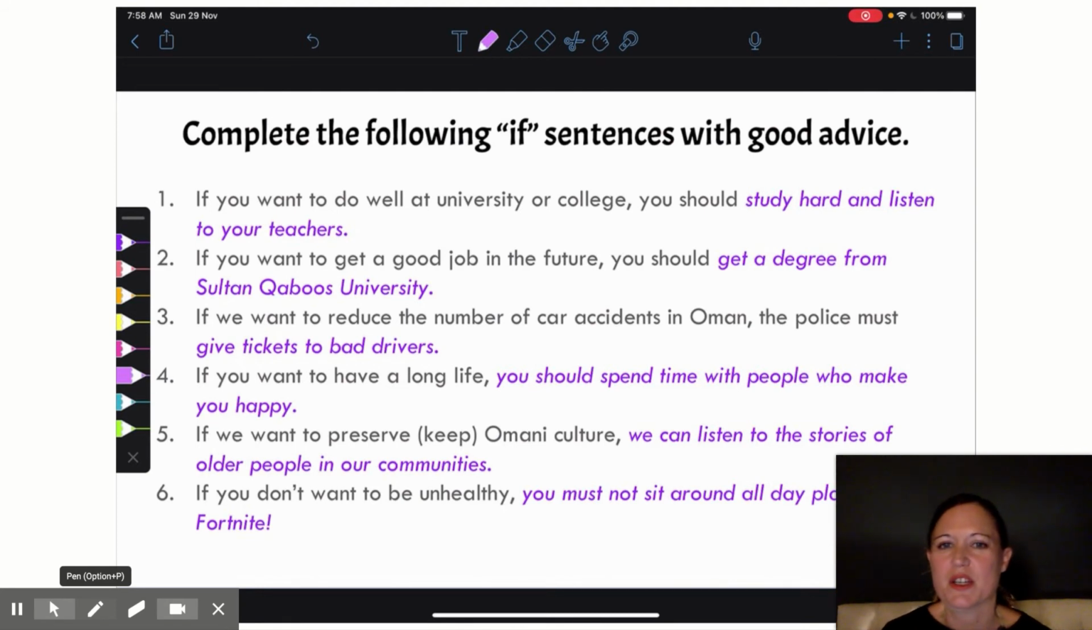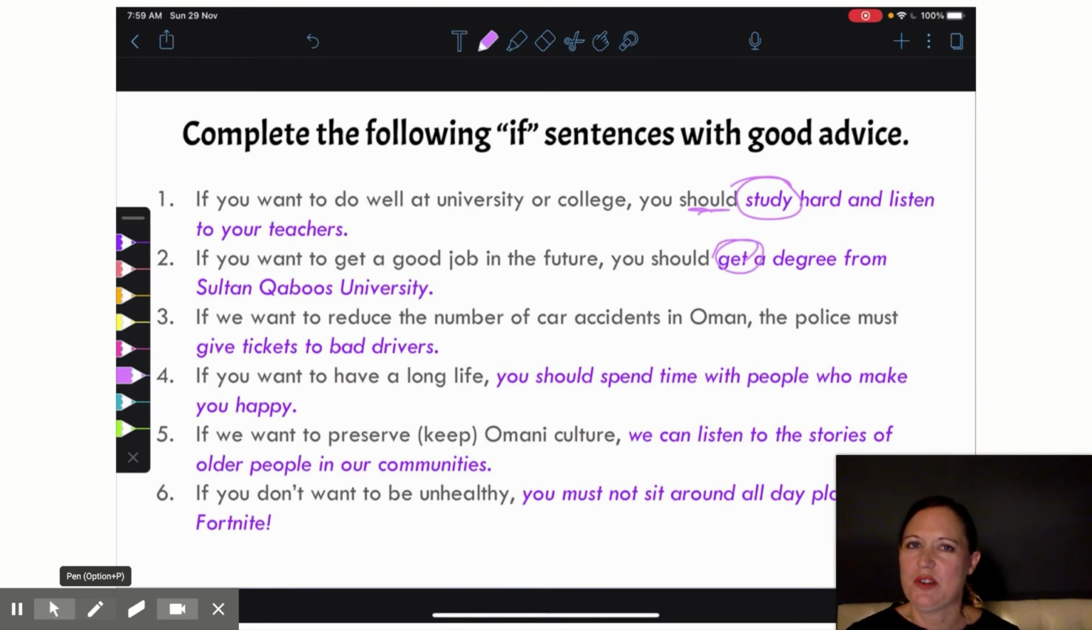If you want to do well at university or college, you should study, and you want to be sure that the verb after study is in the infinitive form because should is a modal. So you should study hard and listen to your teachers. That's some good advice right there. If you want to get a good job in the future, you should get, again, infinitive verb, a degree from Sultan Qaboos University. You guys are already working towards that.